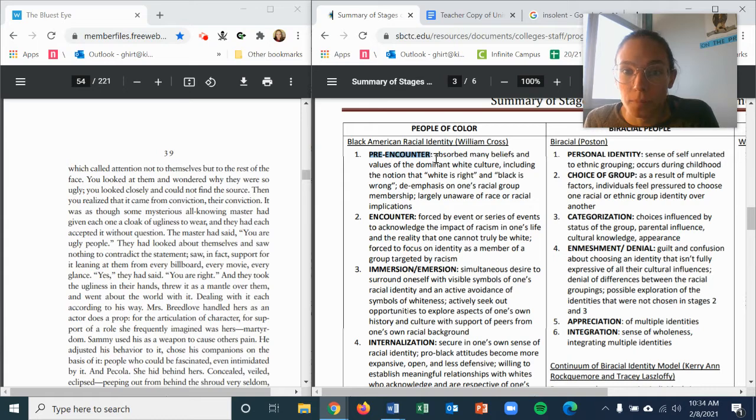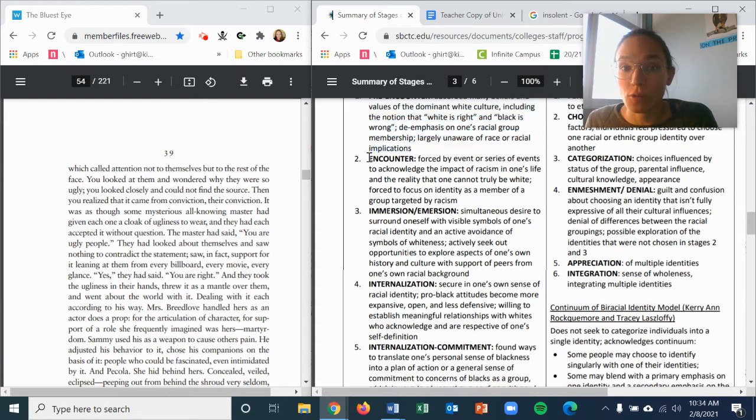Start with pre-encounter. People at this stage have absorbed many beliefs and values of the dominant white culture, including the notion that white is right and black is wrong. There's a de-emphasis on one's racial group membership. People at this stage are largely unaware of race or racial implications. Then there's encounter, where people are forced by events or a series of events to acknowledge the impact of racism in one's life, and the reality that one cannot truly be white. They're forced to focus on identity as a member of a group targeted by racism.